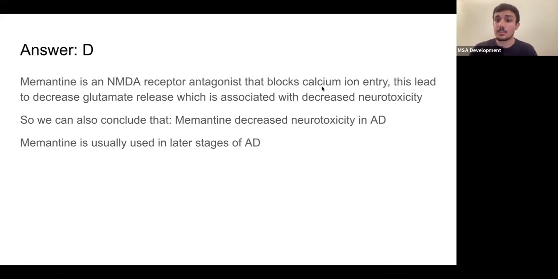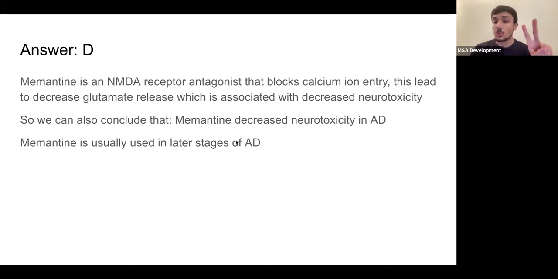antagonist. It blocks it and blocks calcium ion entry. This leads to decreased glutamate release, which is associated with decreased neurotoxicity. Okay, so I can ask you four different questions from these two lines. One, what receptor does it block? NMDA. Two, does it block calcium channel entry? Three, glutamate release. And four, it is associated with decreased neurotoxicity. Four different questions from these two lines. So you want to remember all this. It decreases neurotoxicity as well, okay? And it can be used in later stages of Alzheimer's disease, okay?